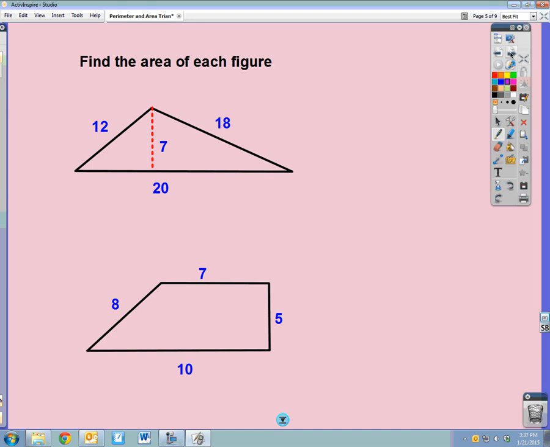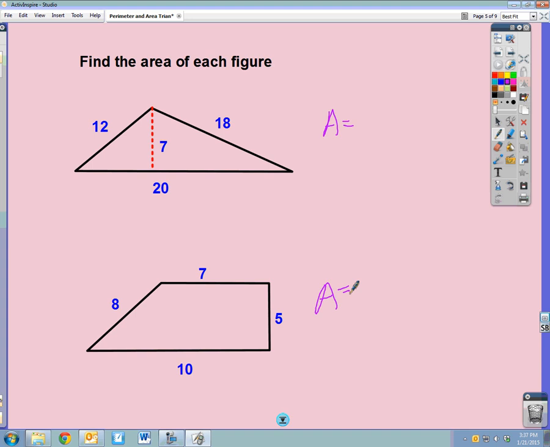For the next one, I would like you to pause it. And again, you need to pause. You need to try it on your own first. Don't just write the answer, because you'll need to be able to do this on your own later. I want you to pause it, find the area of those two figures. I'm assuming you paused it. I'm going to tell you the answers. Again, if you don't get the right answers, make sure that you click the link or watch the other video to see how it was done.